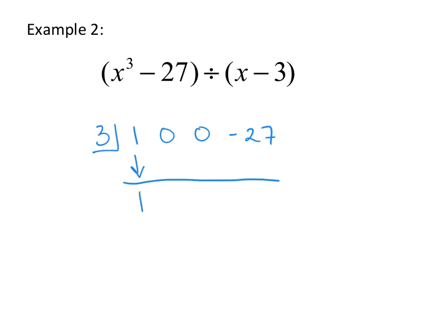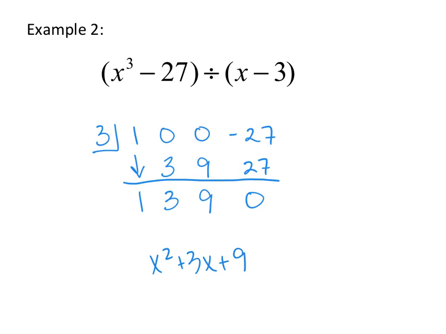And now I'm going to do 3 times each of these numbers down here and then add. So 3 times 1 is 3. And when I add, I get 3. 3 times 3 is 9. And when I add, I get 9. 3 times 9 is 27. And when I add, I get 0. So here's another example where we have no remainder, which means that this is a factor of this cubic. My answer, since I was asked to divide, is now x squared plus 3x plus 9.